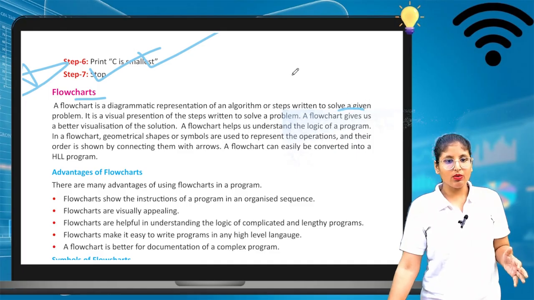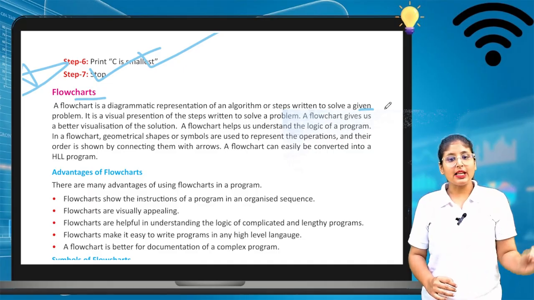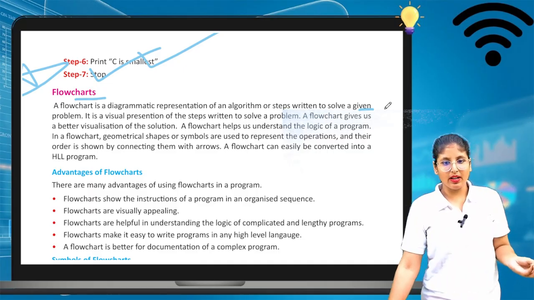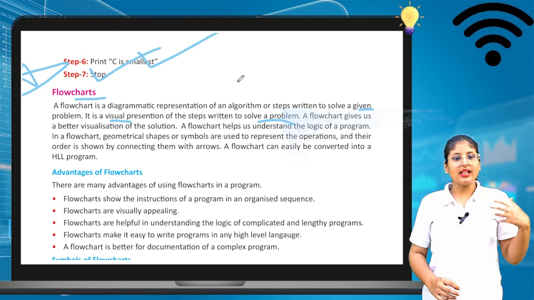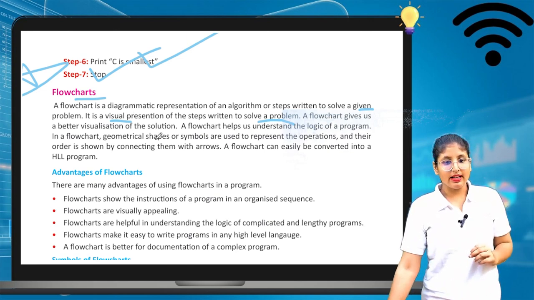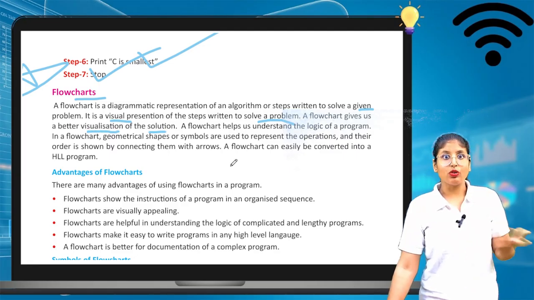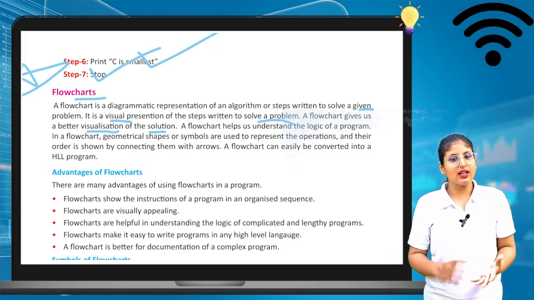It is a visual representation of the steps written to solve a problem. A flowchart gives us a better visualization of a solution. Of course, with a flowchart we are able to see it visually. So it gives you a visualized solution.